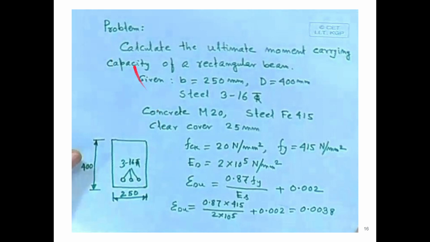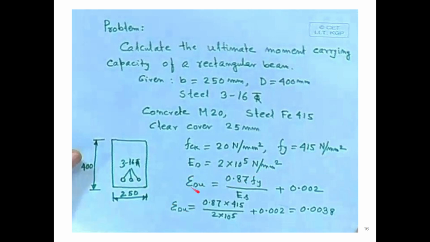So this is a singly reinforced section having three 16 mm diameter bars at the tension side, and the beam has a width of 250 mm and overall depth of 400 mm. We need to calculate the ultimate moment carrying capacity of the rectangular beam. The concrete is of grade M20 and steel of Fe 415, and the clear cover is taken as 25 mm. Because it is M20, FCK will have a value of 20 megapascal, and Fy a value of 415 megapascal. Es, as we all know, is 2 into 10 to the power 5 megapascal.